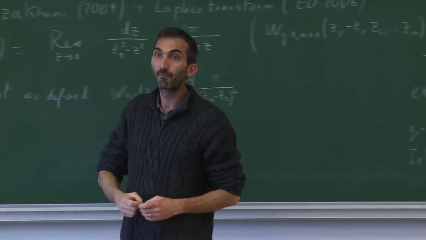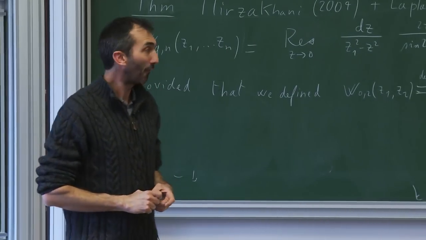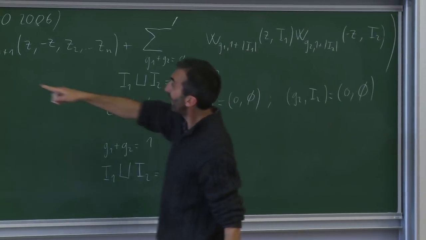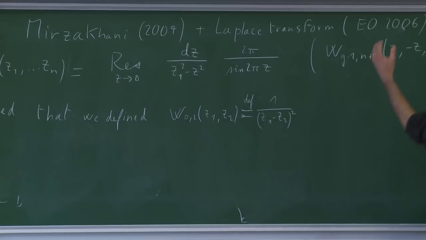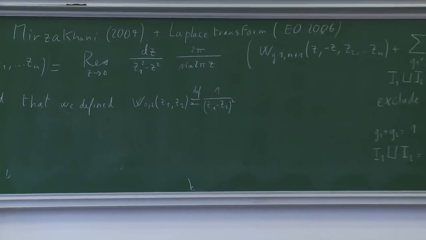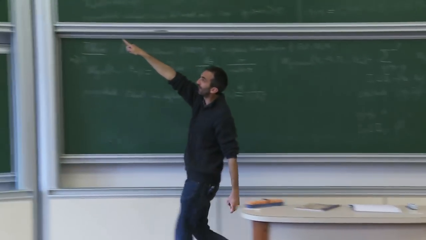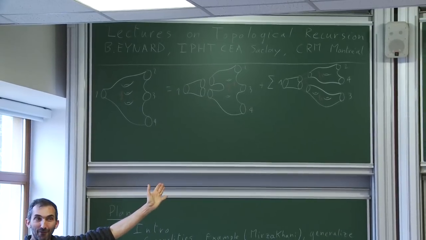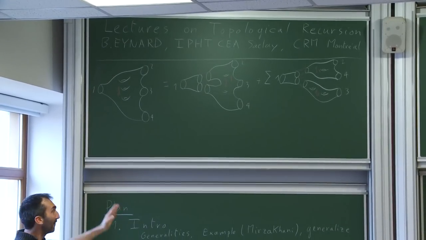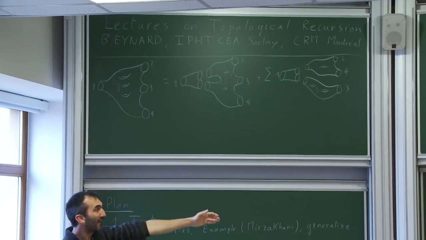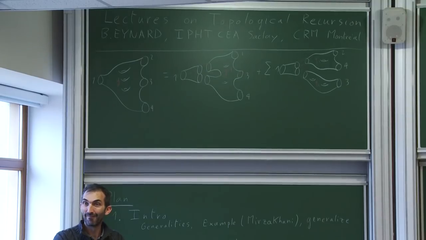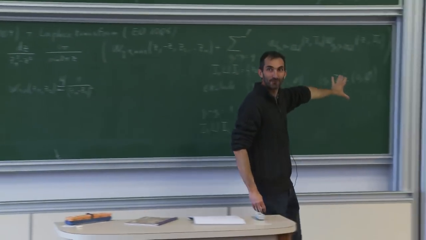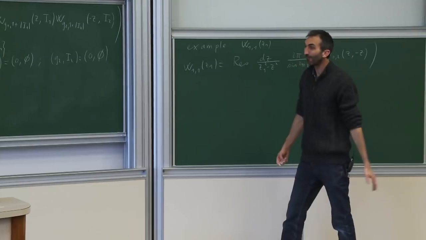No, I started with z2. So z1 is here, and that big term contains only z2 up to zn. Somehow it's related to that picture here. One remains on the left side, so 1 seems to play a different role from the others. What is not obvious at all is that what you will get in the end will be symmetric in all of them. It's not obvious from the picture or from this residue computation, but it will always be symmetric.